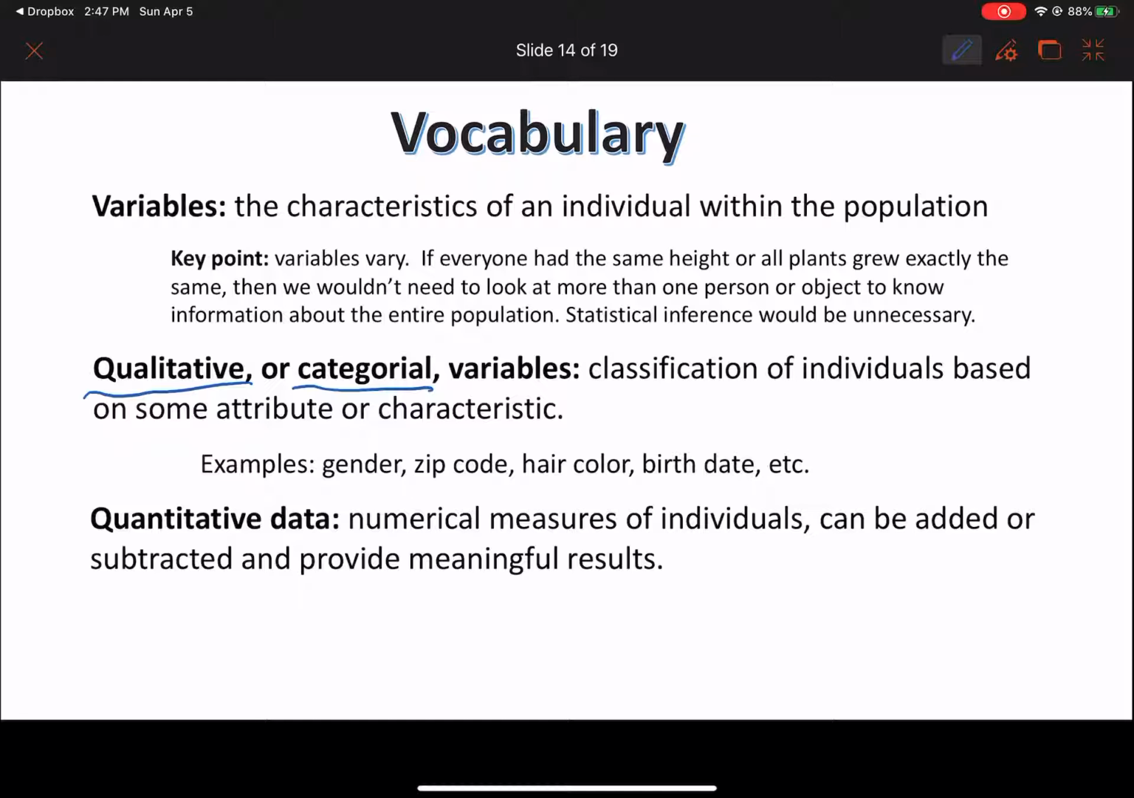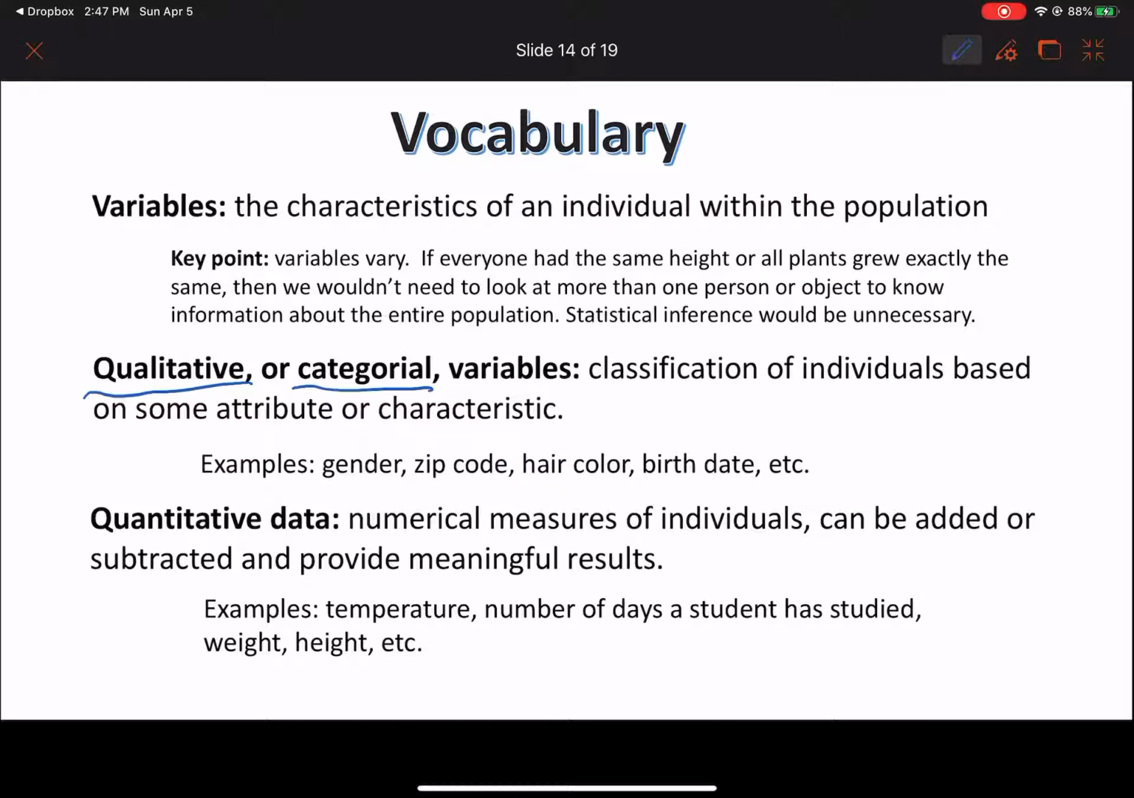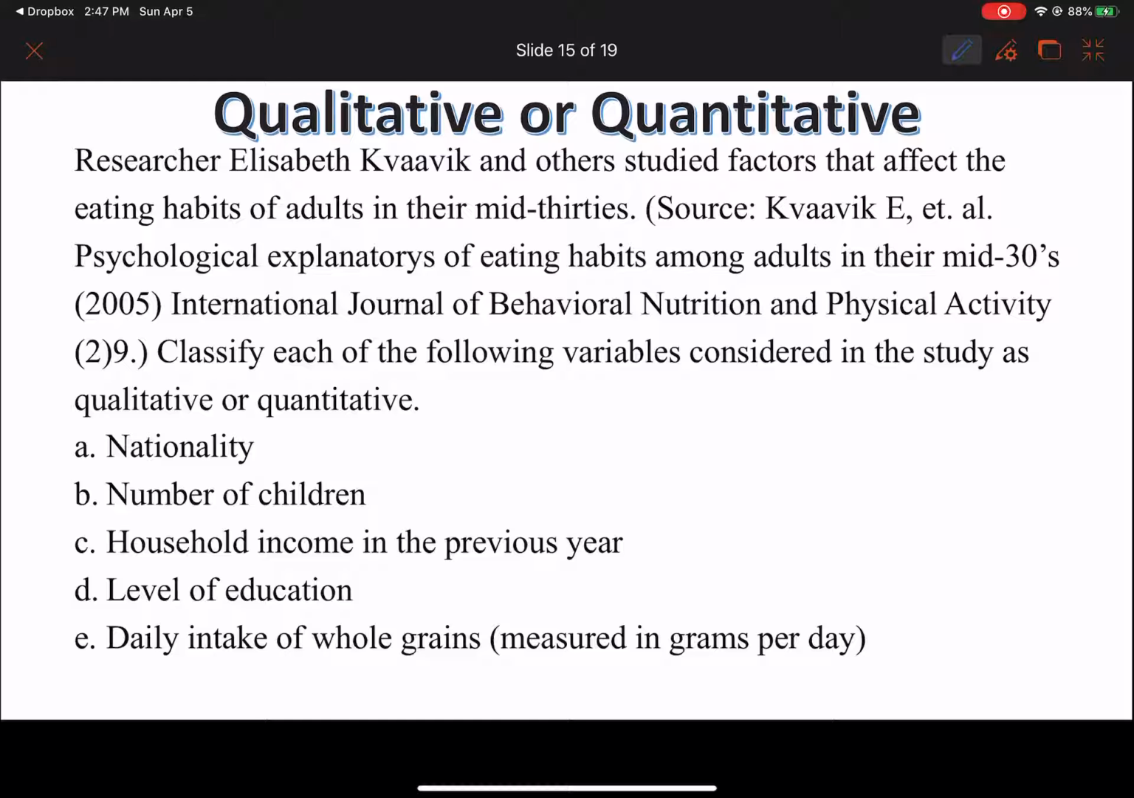Quantitative data. It's numerical measures of individuals, can be added or subtracted, and provide meaningful results. So these are numbers that you do math with. Temperature, number of days the students have studied, height, weight, things like that. Those are numbers that you do math with. So let's do a quick test of this. Think about it before I give the answer. Researcher Elizabeth and others studied factors that affect the eating habits of adults in their mid-30s.